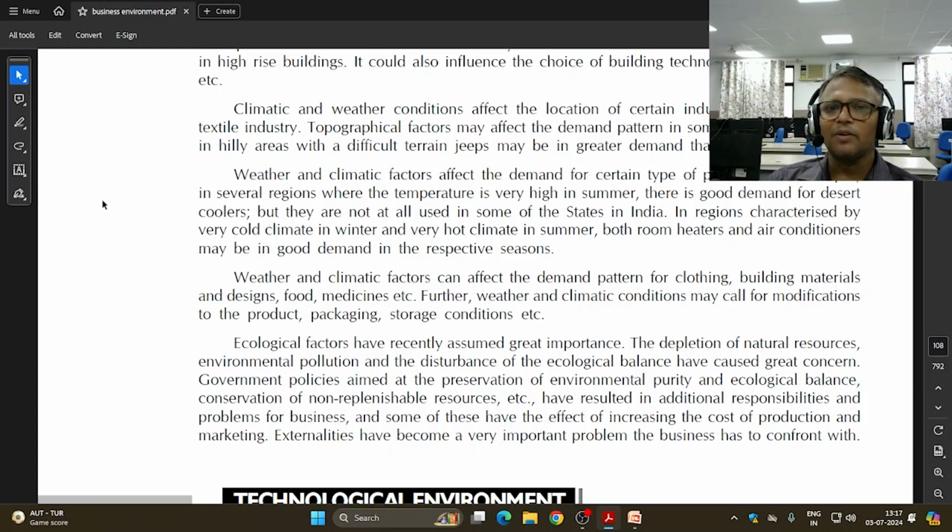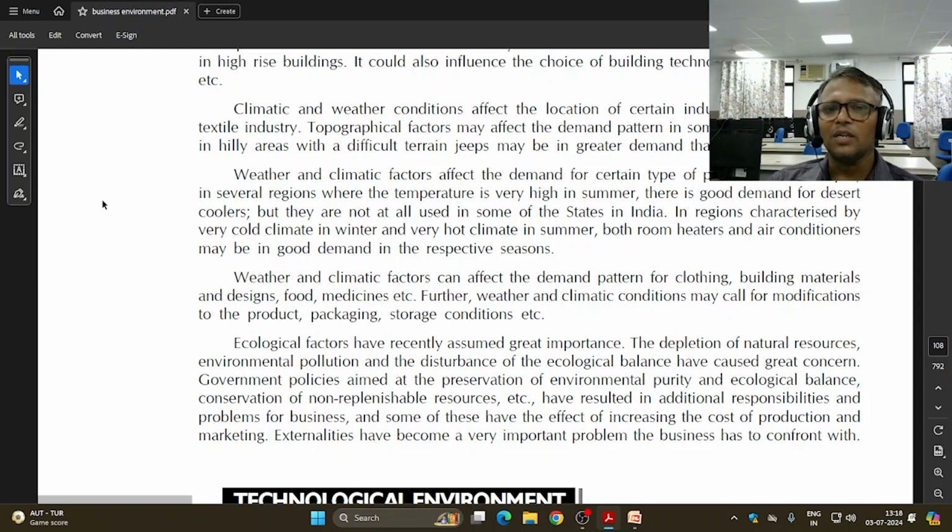Similarly, weather and climatic factors affect the demand for certain types of products. For example, in several regions where the temperature is very high in the summer, there is quick demand for desert coolers, ACs, or even refrigerators, but they are not used at all in some other parts of the country which are cold or have comparatively mild summers. In regions characterized by very cold winters and very hot summers, both heaters and air conditioners may be in good demand in the respective seasons. Thus, weather and climate factors can affect the demand patterns of certain building materials, design, fuel, medicines, etc. Further, weather and climate conditions will call for modifications of products, packaging, storage conditions, etc.